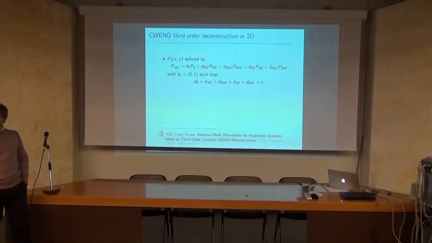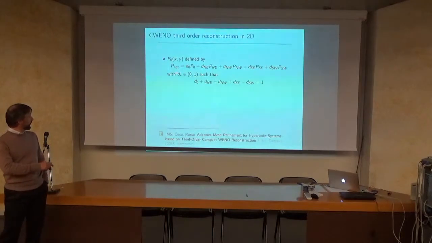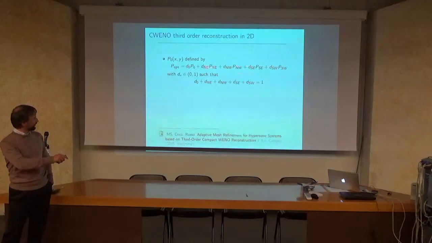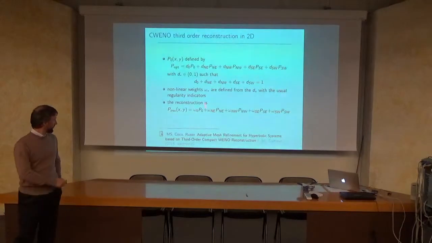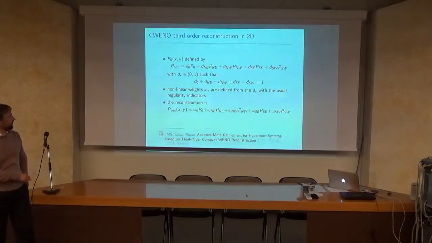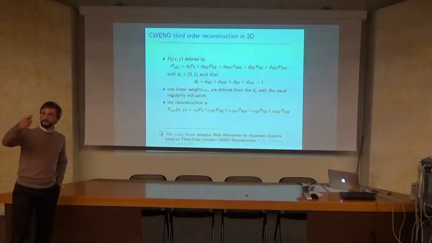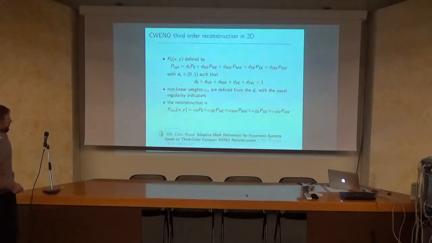And then you play the same game again. So we have the optimal polynomial, the 4 planes. This is, again, just the definition of P0. The coefficients are chosen in such a way that they add up to 1. From the d coefficients, you compute the omega coefficients, going through the usual procedure, regularity indicator, epsilon at the denominator, and so on and so forth. And then you get your reconstruction polynomial.